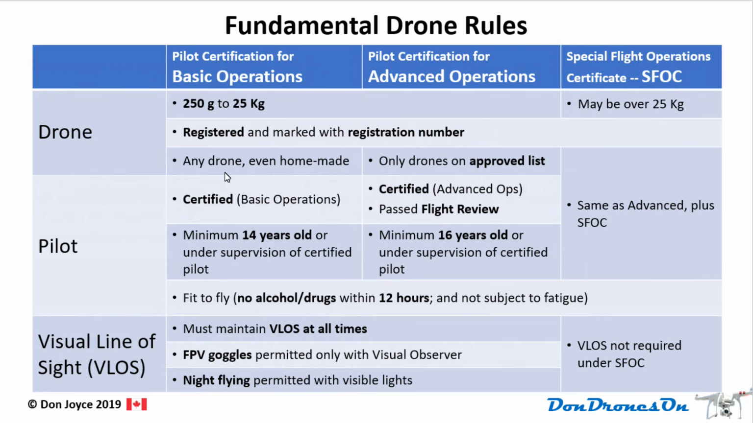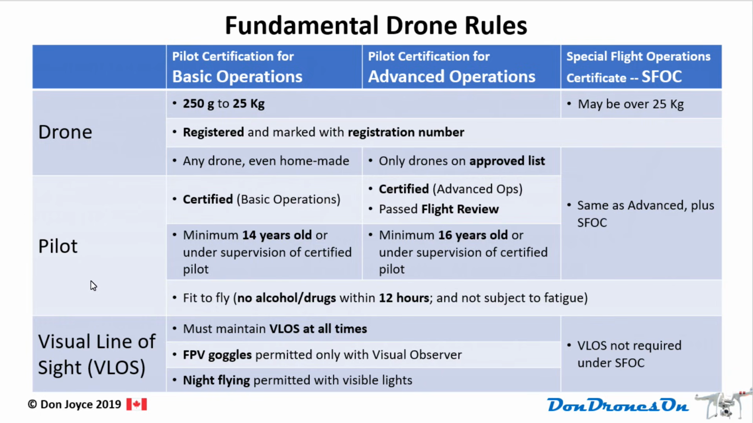For basic operations, you can be flying any drone. And again, when I say drone, that includes radio-controlled aircraft as well. And that can be homemade stuff without a serial number or anything like that. All of these things can be flown. But if you're flying advanced operations, only drones that are on an approved list that's on the Transport Canada site can you be flying these advanced operations. There's only 33 drones as of this date that are on that approved list. Hopefully they'll have more later.